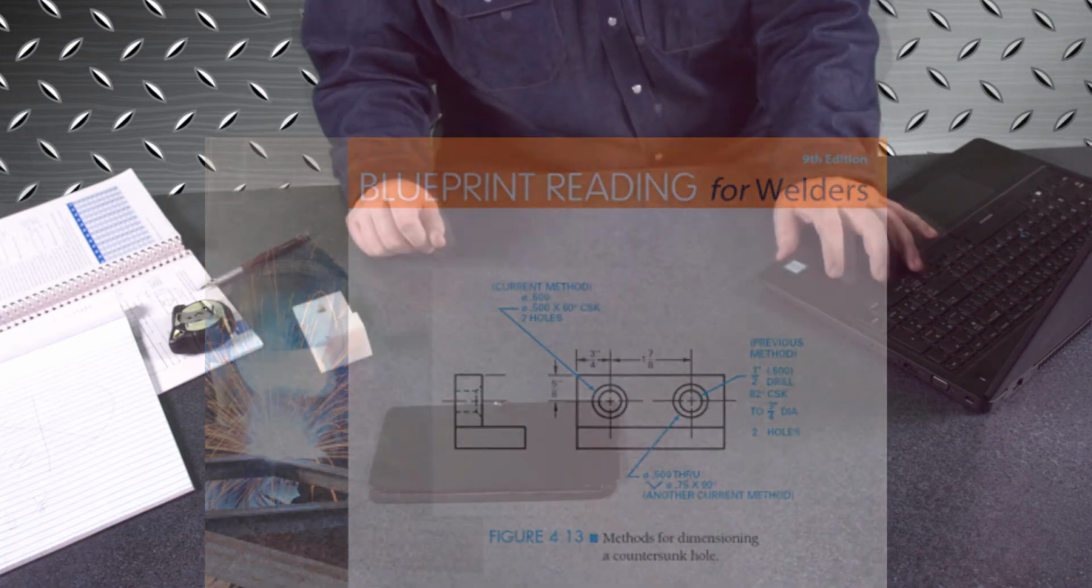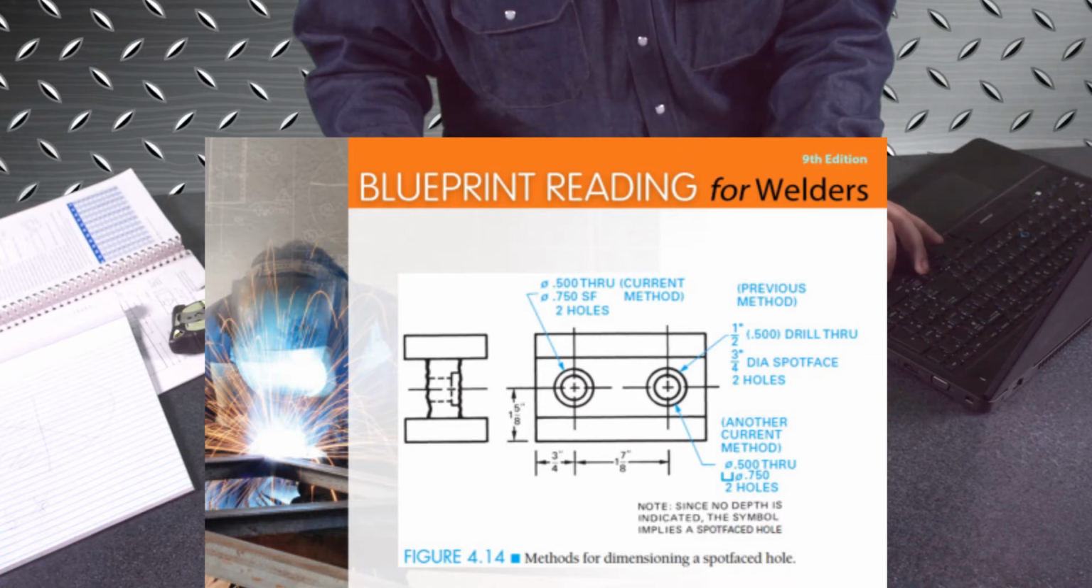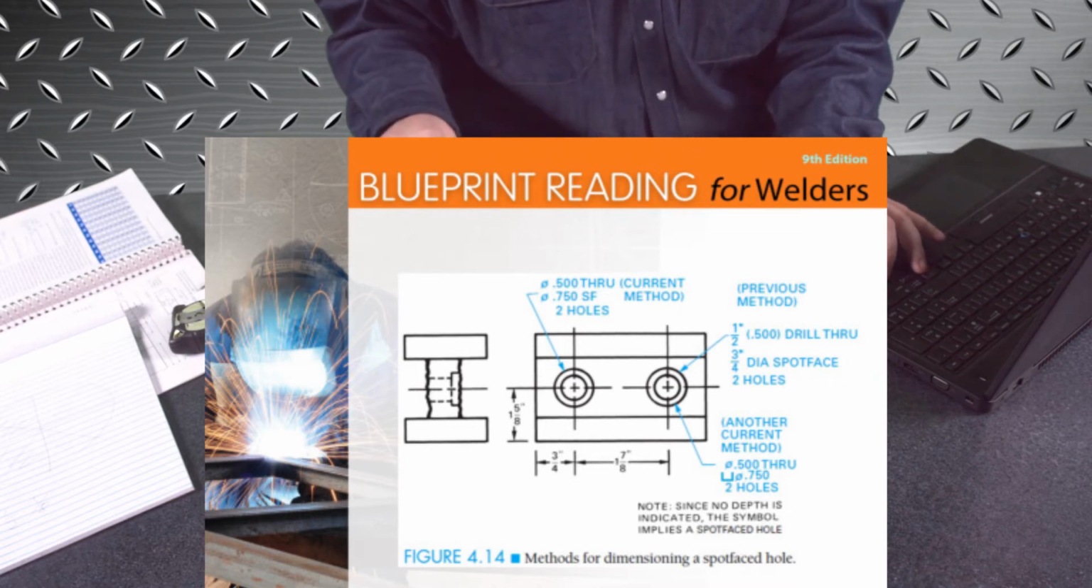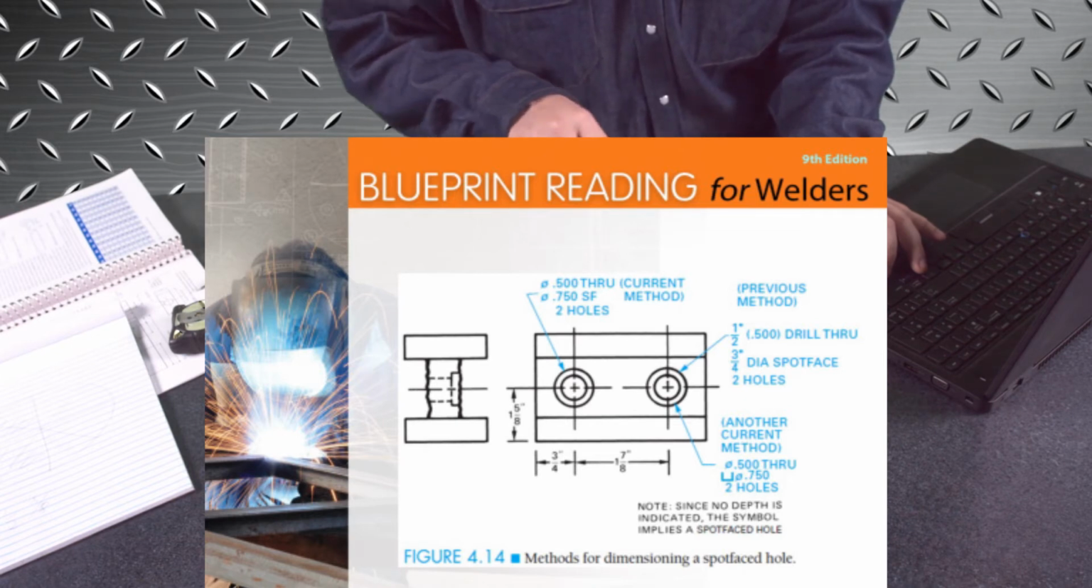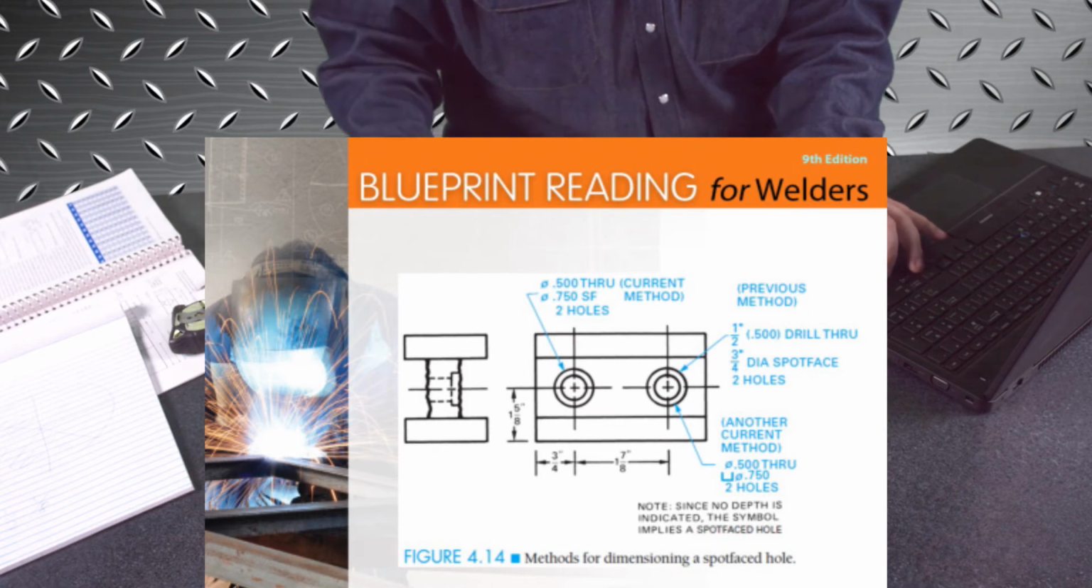On here you can see the current method where it's using 0.500 for the through hole, and then 0.750 for the spot face. So that SF would be a spot face hole, and it's telling you 2 holes, so that instead of having a line pointing to each of the holes individually, you just know that the one next to it, because there's 2 of them, will also be prepared a similar method.